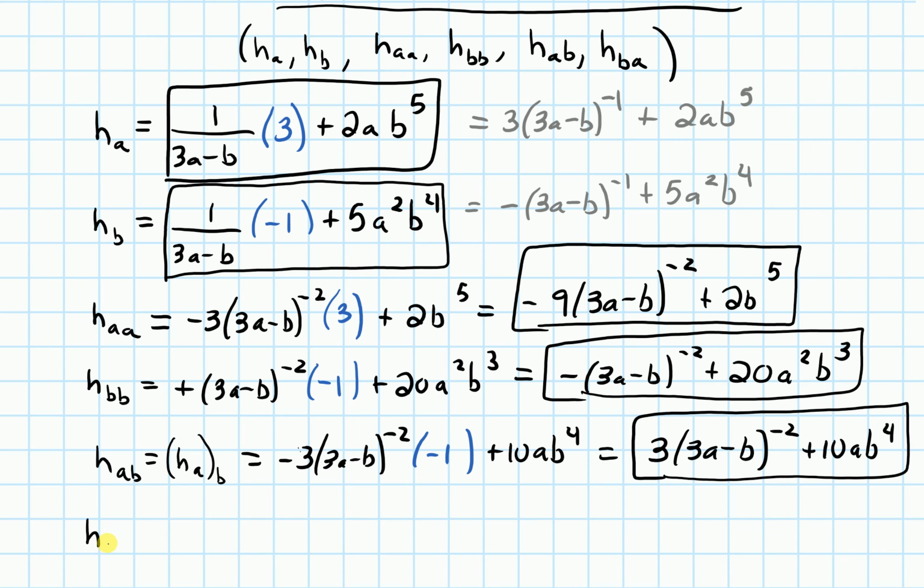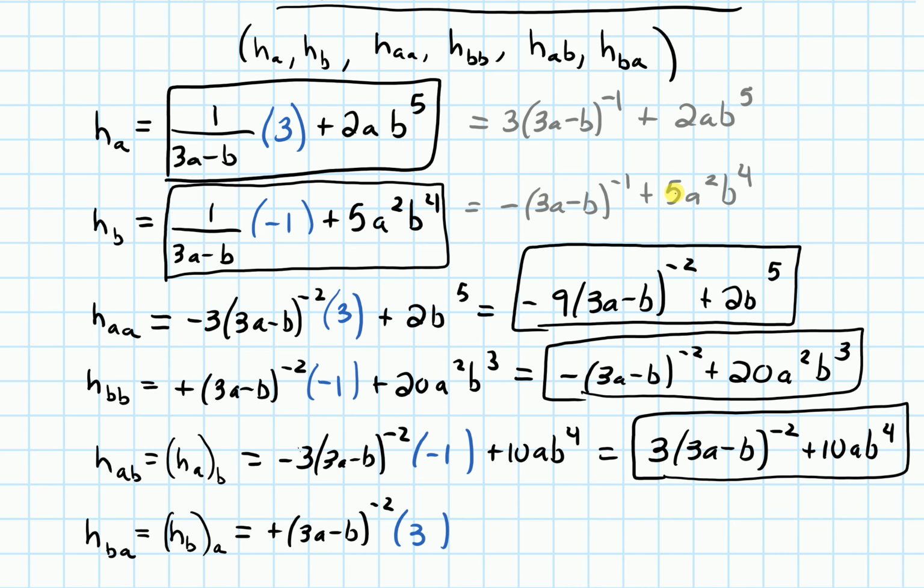We also need to do HBA, and this means do the partial with respect to b first, and then take the partial with respect to a after that. So I'm going to be looking at my partial derivative with respect to b, which was here, and taking the partial derivative of that with respect to a. So I need chain rule for the first term. Negative 1's going to come down and give me positive (3a minus b) to the negative 2. Multiply that by the partial derivative of the inside with respect to a, which is 3.